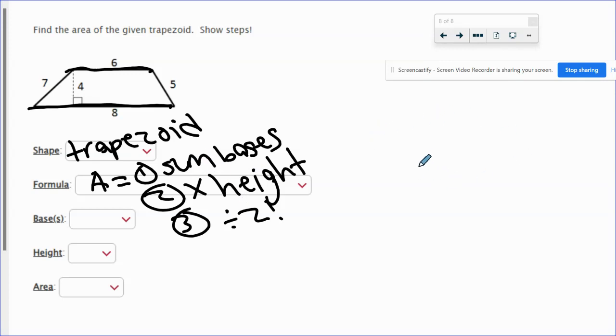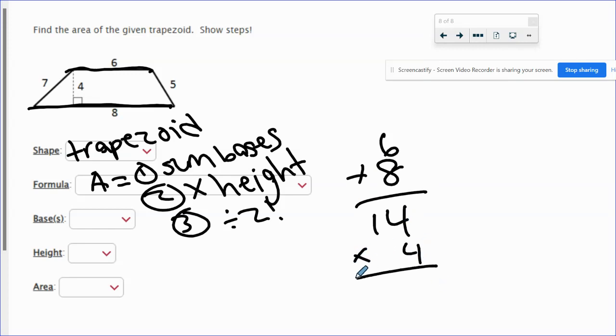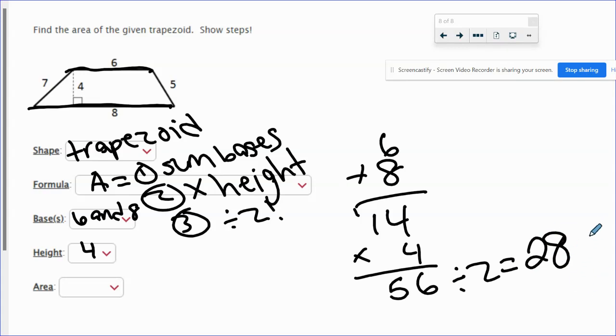My bases, 6 and 8, sum of those would be 14 times the height of 4. Remember, my height is, sorry, let's rewind. Bases are 6 and 8 because those are the parallel sides. Height is 4 because it makes the right angle and connects the two bases. So sum of the bases, 6 plus 8 is 14 times 4 is 56. Divided by 2 would be 28. And then this doesn't have a measurement, so we're just going to say square units.